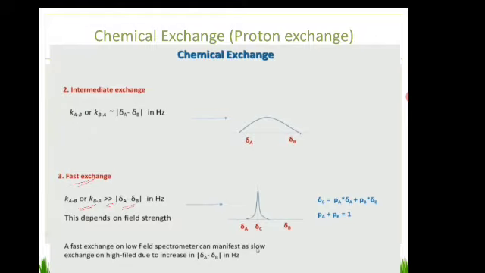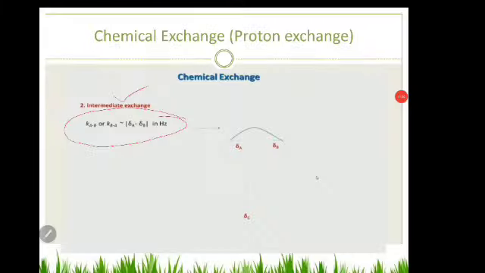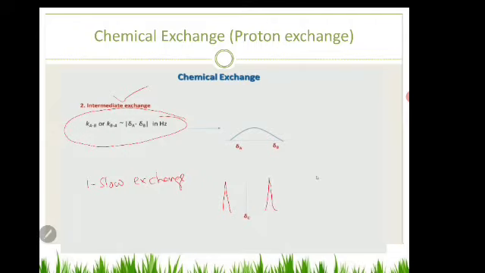And I missed writing about slow exchange. If it is slow exchange, the exchange rate is far smaller than the chemical shift difference, and the peak will be like this. There will be two peaks, two different peaks. By looking at the peak itself, you can say whether the exchange rate is slow, fast, or something like that.